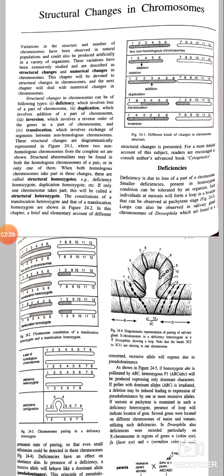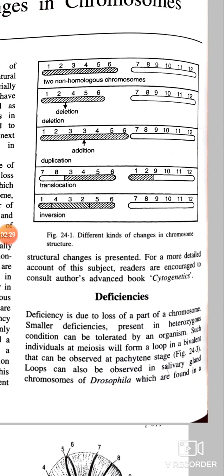Here we can see in the diagram two non-homologous chromosomes. There is a deletion and addition. In first we will see the deletion of part third. In next, addition, there is an addition of another extra part, and in duplication, translocation, exchange between two chromosomes. Different kinds of changes in chromosome structure.